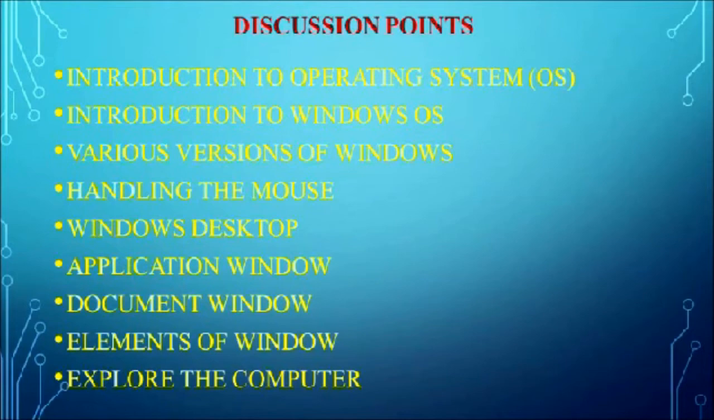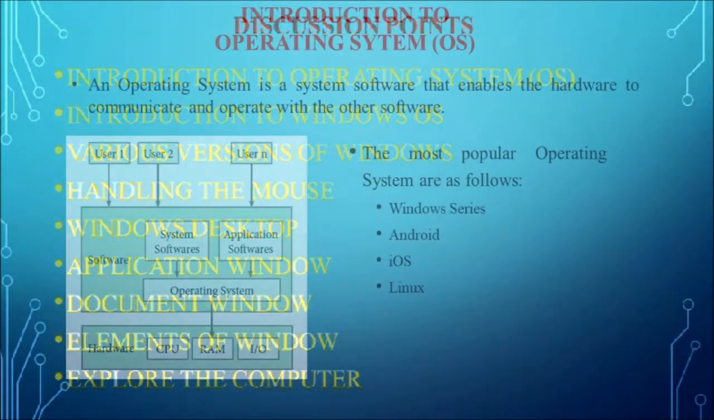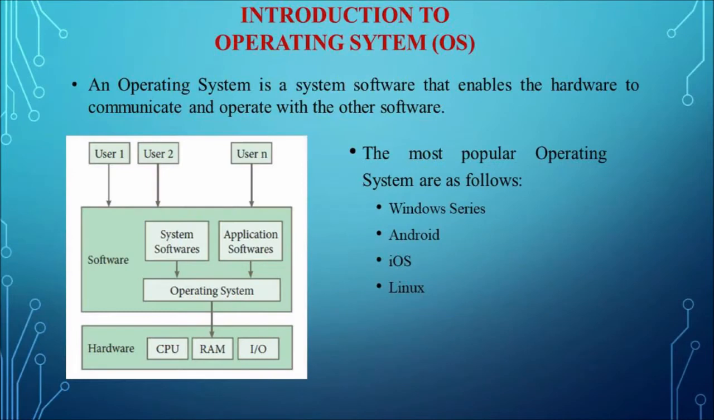So what are the menus available in Windows and how to open and close the application in Windows Explorer. First one is introduction to operating system. In chapter 4 itself we have discussed more about the operating system, so it is just a small recap.